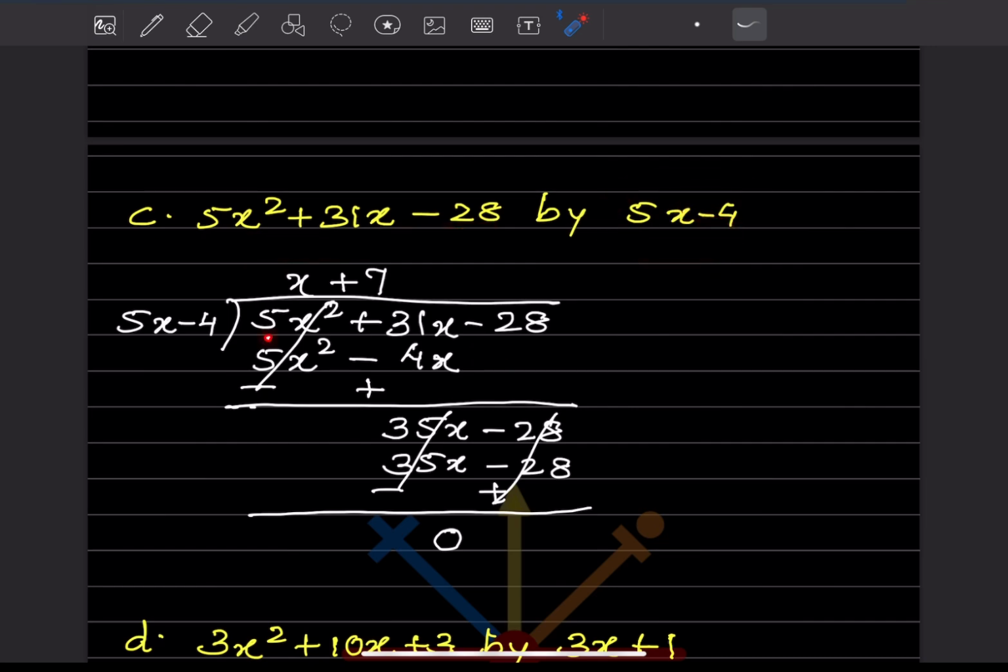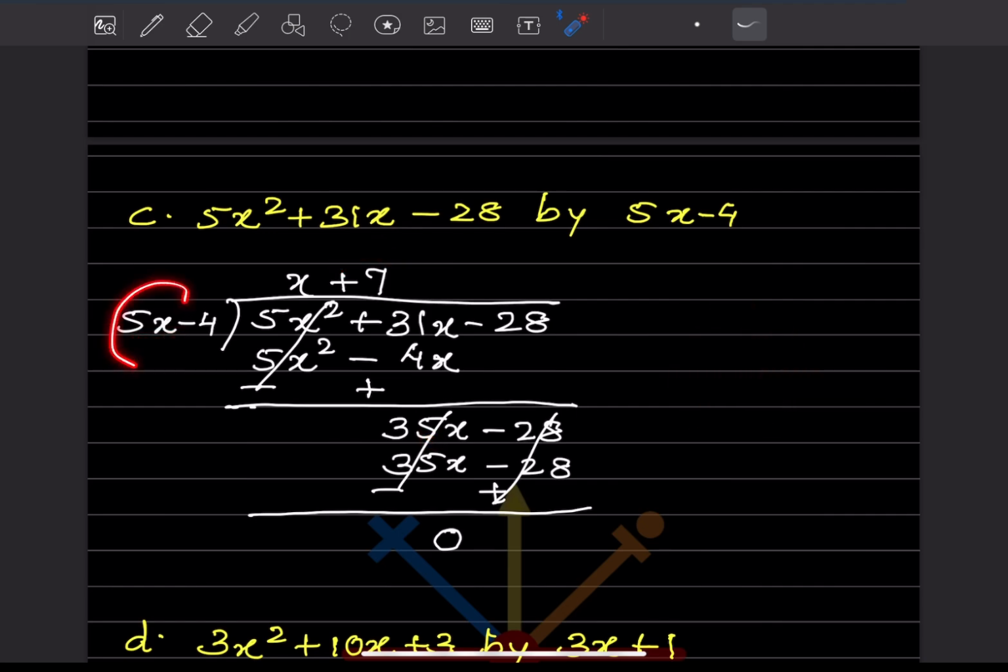So what will you do here? This divided by this is going to be just x here. Again, this you will multiply together, you get this one. So this will be minus and minus becomes plus, so this gets cancelled out. So this will be plus 31 plus 4, that is going to be 35x minus 28. So here will be 35x and this is 5x. So this is going to be 7.